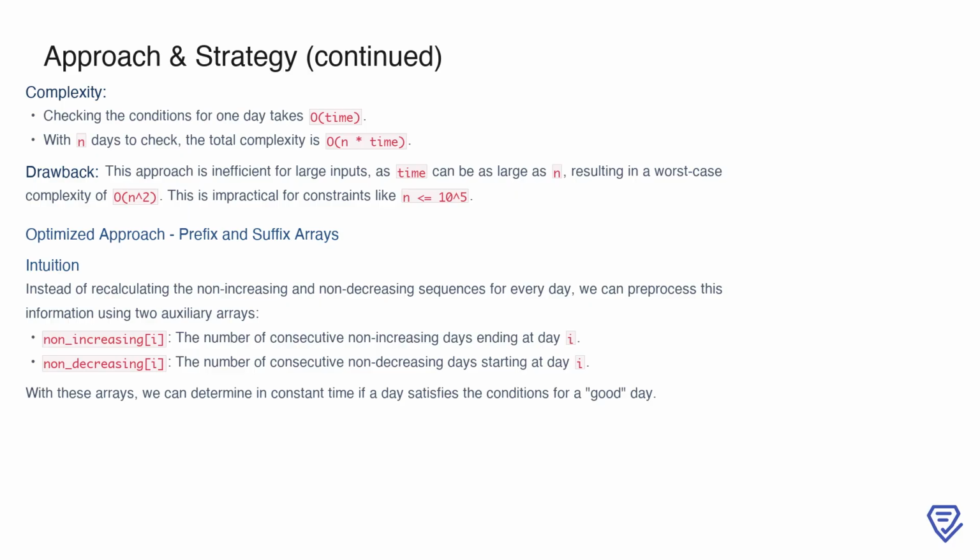Specifically, we can use two auxiliary arrays, non-increasing to count consecutive non-increasing days ending at each index, and non-decreasing to count consecutive non-decreasing days starting at each index. This pre-processing step enables constant time checks for each day, making the solution far more efficient.